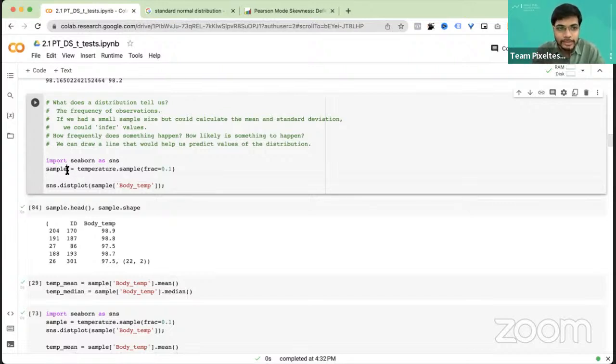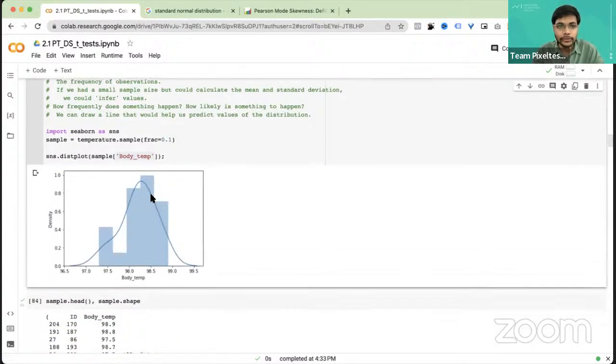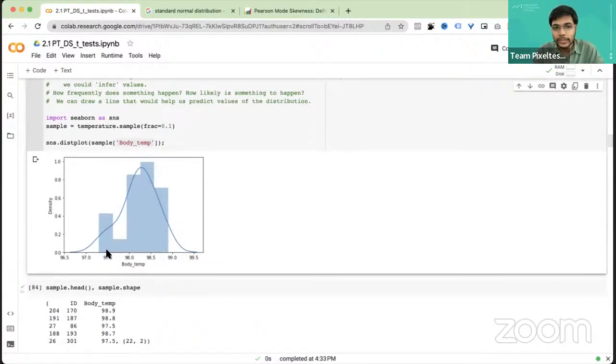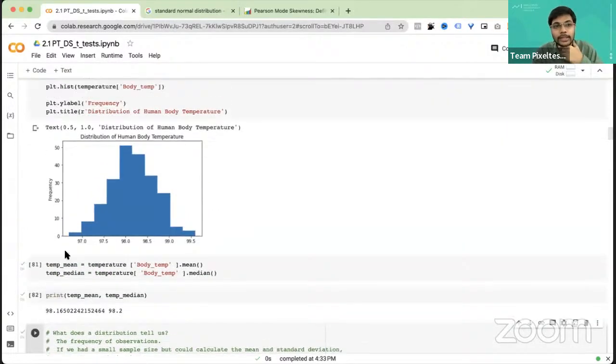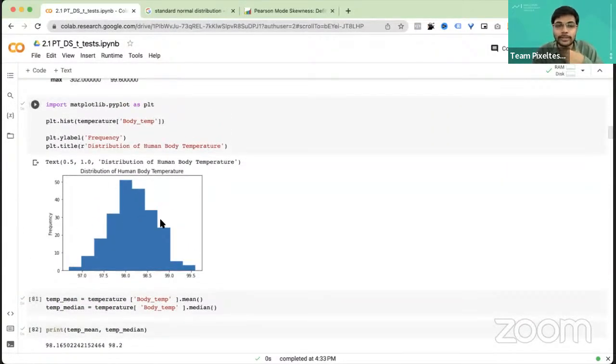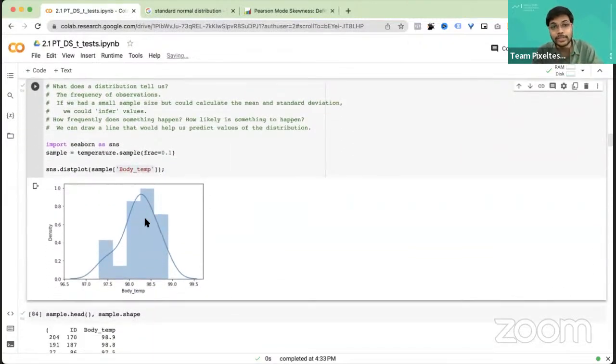So now we have the sample data set with the same column heading body underscore temperature. Now we are going to do dist plot and run it and see how this plot is going to look, right? Yes, so now if you see this particular example, it has 22 records, right? In this, the left skewness is a little visible in this particular fraction. So this is not equivalent to this. This is the whole, and now this is only a fraction, which is 0.1, right?